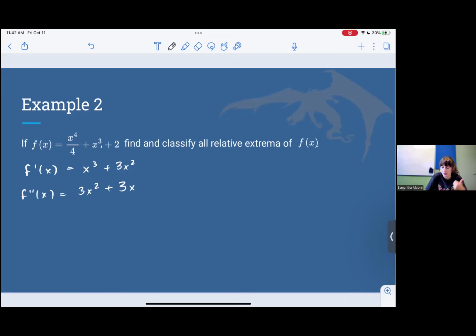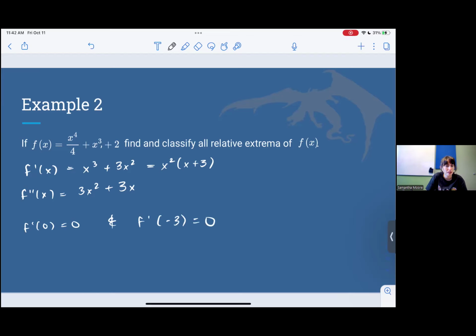And so I need the sign of f double prime of x wherever f prime of x equals 0. So I'm going to go ahead and solve for where f prime of x equals 0 by factoring. So that says that I care about x equals 0 and x equals minus 3.